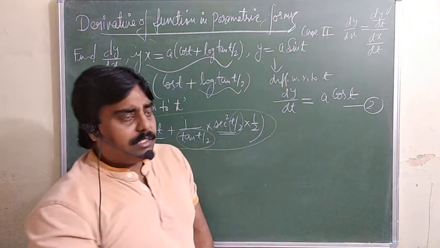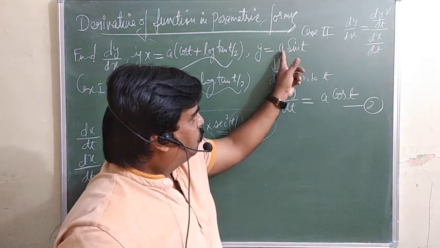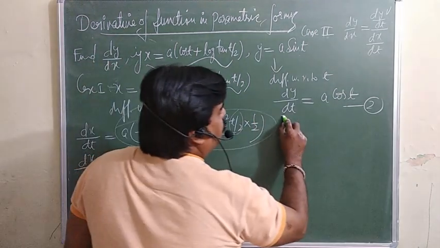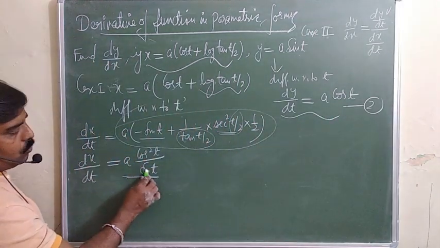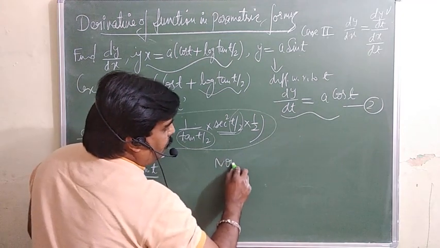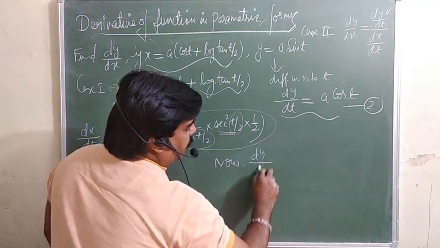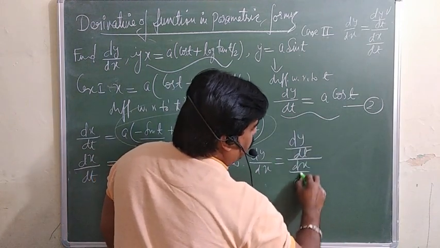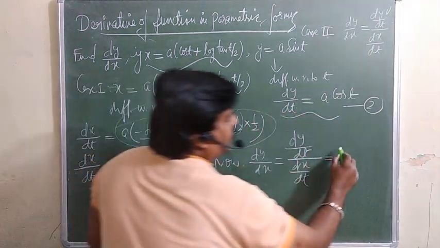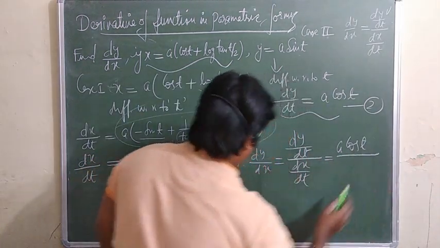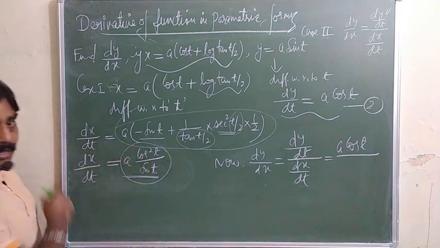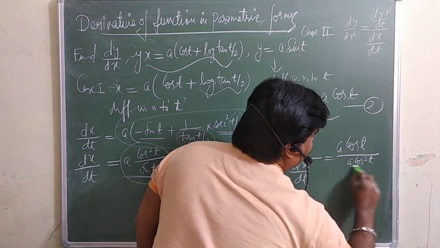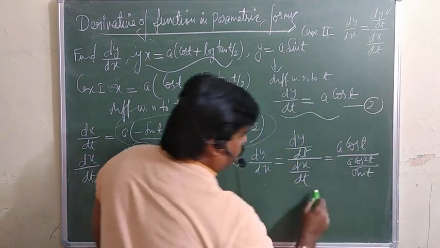Similarly, dy over dt you will do with respect to t. So the derivative of sin t is cos t. Now dy over dt you know, dx over dt you know, then you can find that dy over dx is equal to dy over dt over dx over dt. And dy over dt is what? a cos t over, and this is your dx over dt, a cos square t over sin t.